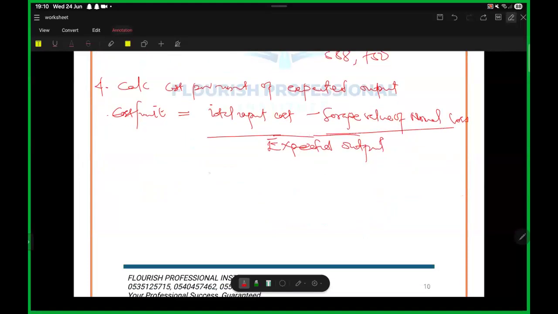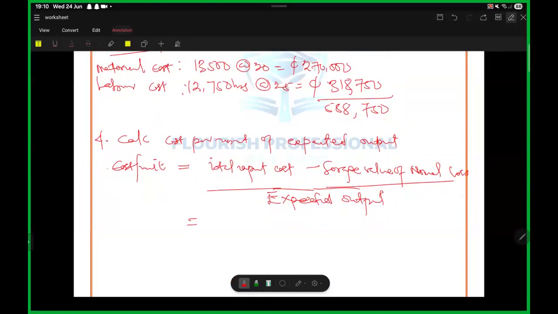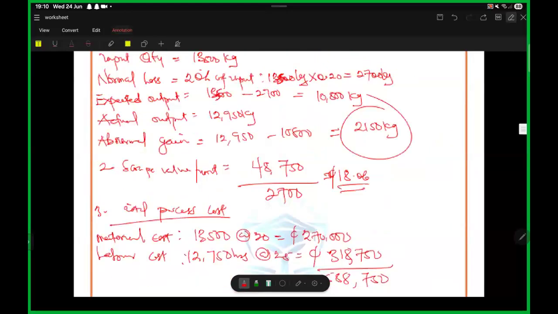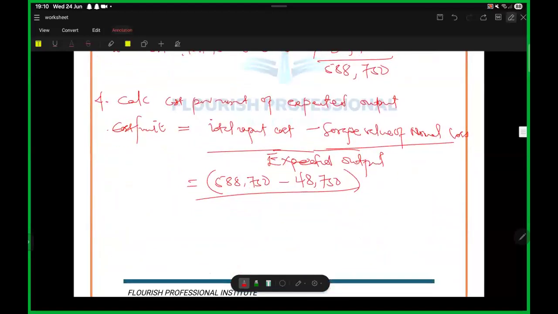So we've already calculated the input cost, which is 588,750, minus the scrap value, which the question gave to us as 48,750, all over the expected output. We calculated here an expected output of 10,800 kg. Now, when you estimate this, you should be able to get 50 Ghana cedis per kg.